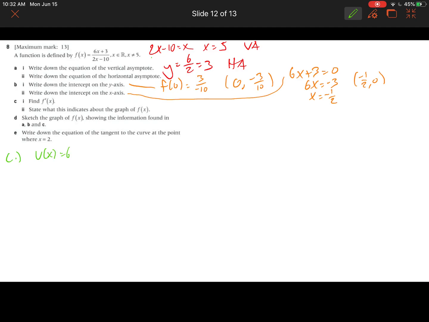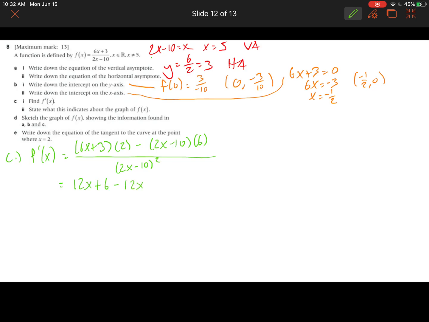This is a quotient rule. So u of x is 6. Actually, I'm going to do the top, low-y high, high-y low kind of business. So f prime of x is high d low minus low d high all over low squared, which is going to be equal to 12x plus 6 minus 12x plus 60 all over 2x minus 10 squared, which is going to be equal to 66 over 2x minus 10 squared. Isn't that fun?